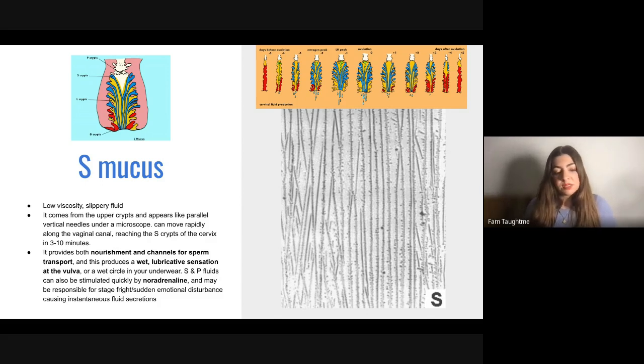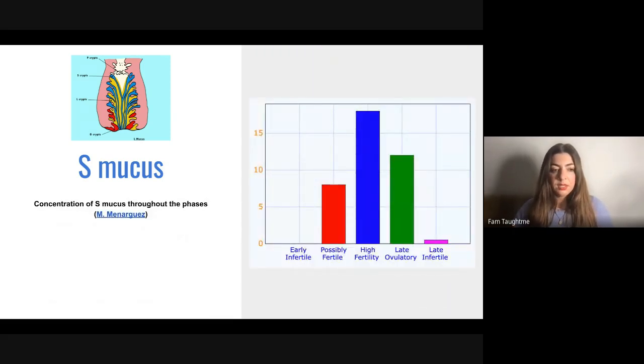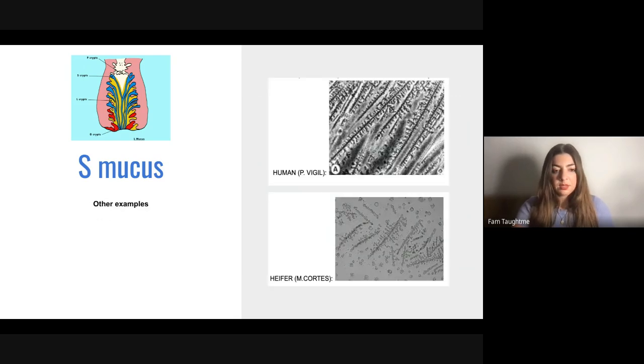And it can also be stimulated by noradrenaline. So times of stage fright, sudden emotional disturbances, where people have a rush of fluid that's coming from the S crypts, making this S mucus very quickly. And here's that same thing shown in the graphic form. So you can see that S mucus is present really only during the times of high fertility, possible fertility and high fertility, and a little bit after. And here's just some more images of that.